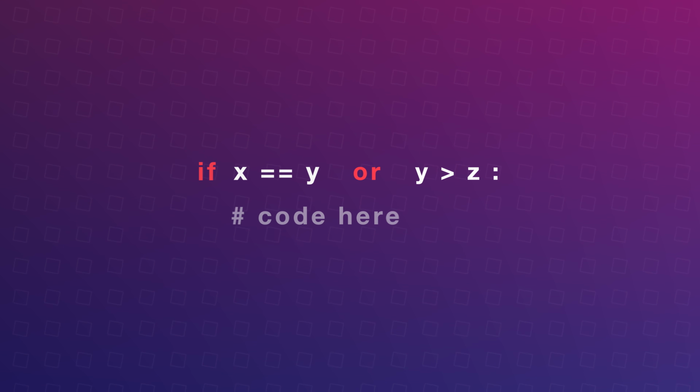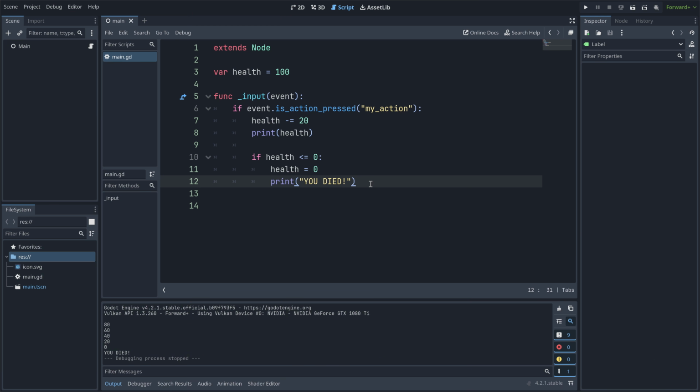Now, one really useful thing about if statements is that we can not only define what happens when the condition is true, we can also choose what happens when it's false. We do this using the else keyword. Let's add an else to print that we are still alive if our health hasn't reached 0 yet. So if our health is less than or equal to 0, we died. Else, we print you are healthy.